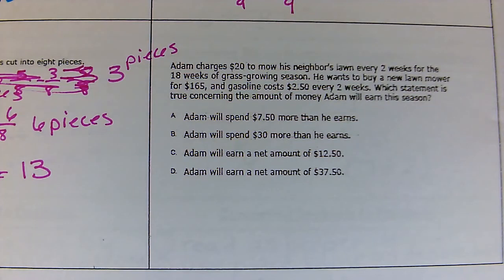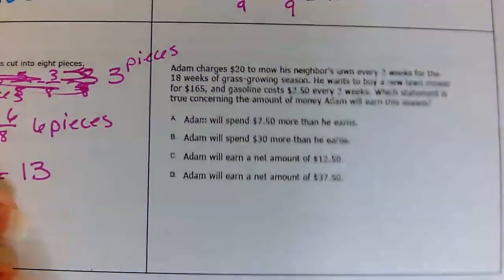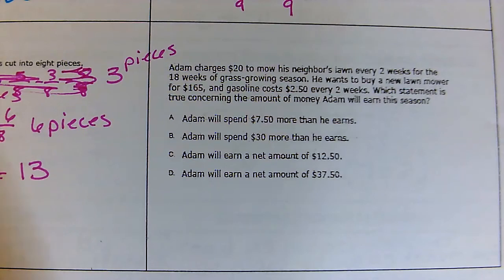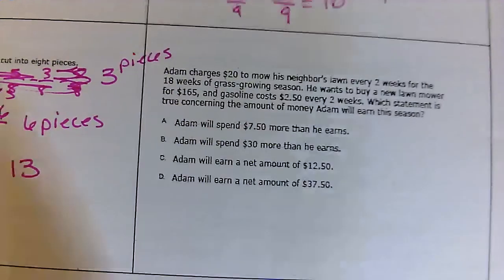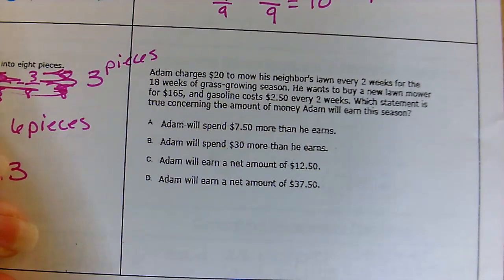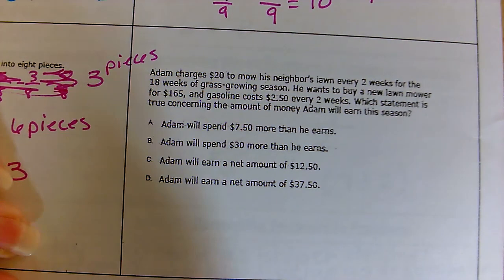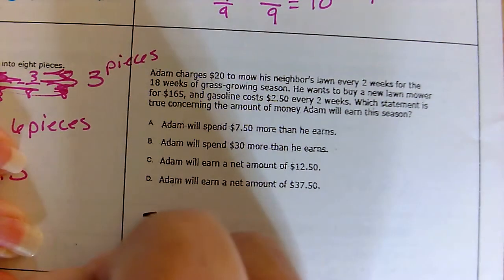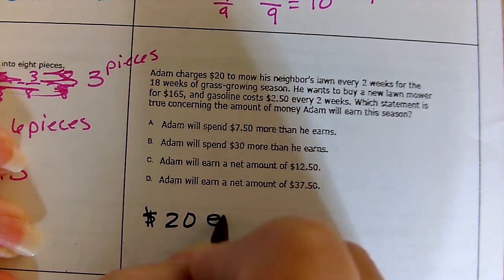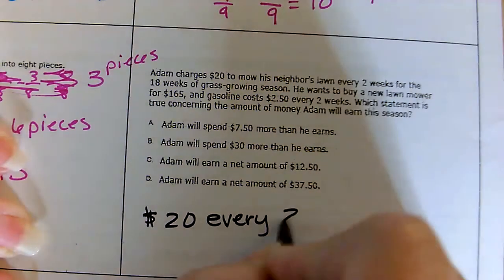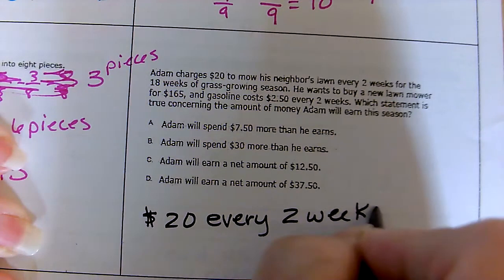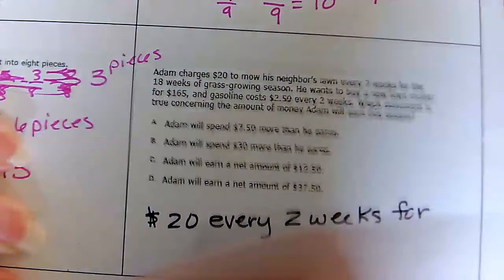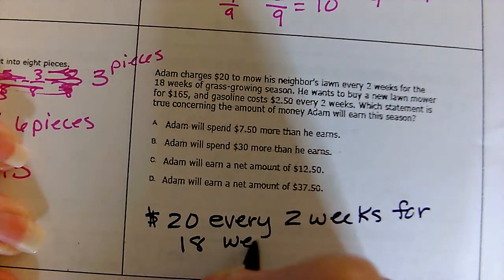All right, Adam charges $20 to mow his neighbor's lawn every 2 weeks for 18 weeks of grass growing season. He wants to buy a new lawnmower for $165 and gasoline costs $2.50 every 2 weeks. Which statement is true concerning the amount of money Adam will earn this season? All right, so we're going to come down here to the bottom. He makes $20 every 2 weeks for 18 weeks.